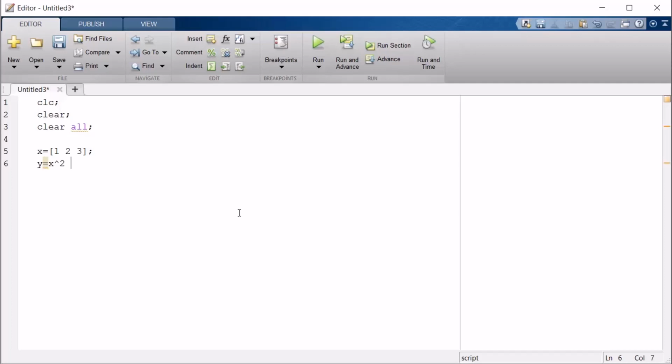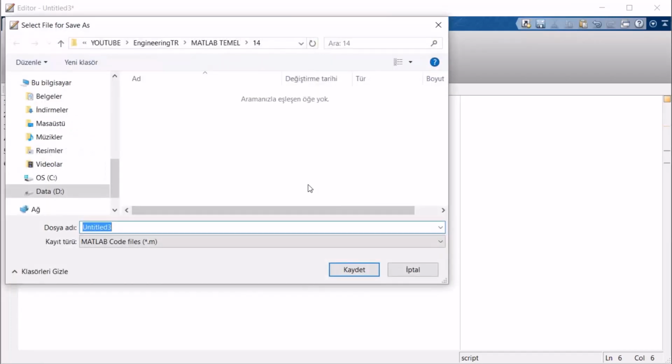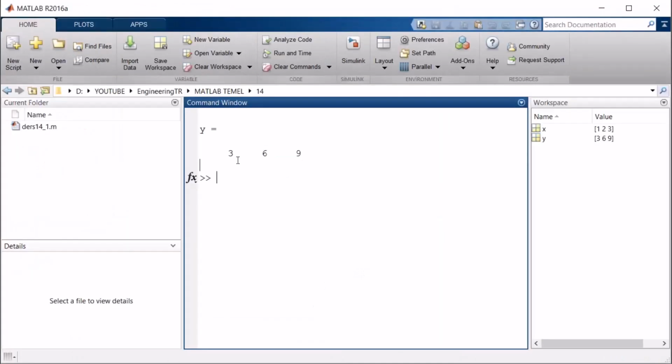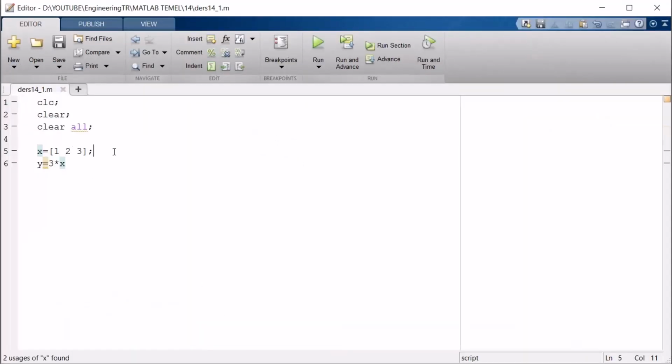Now, if you write y equals x squared like this, friends, we'll get an error, because there is x times x. Normally, if I wanted to find 3x, I could type 3 multiply x and find the values. Let's run the program, lesson 14.1. Now look, there is no problem in this. It multiplies each value by 3: 1 times 3, 2 times 3, and 3 times 3.